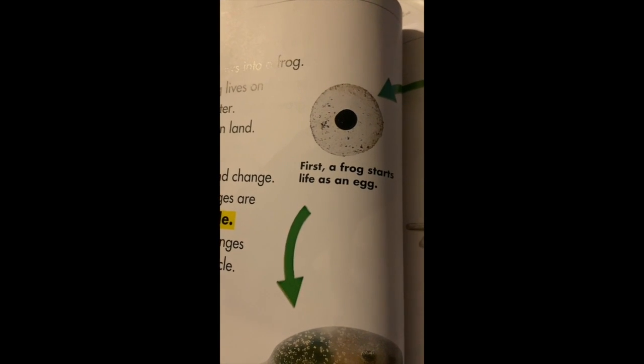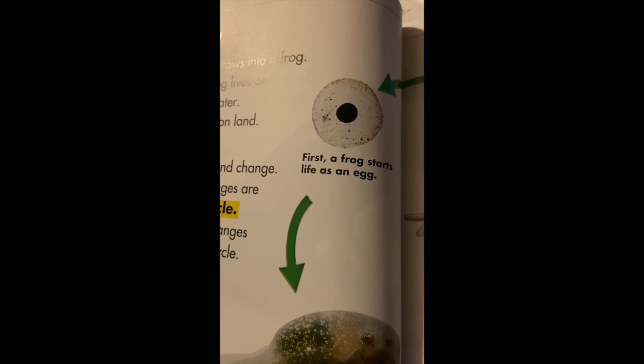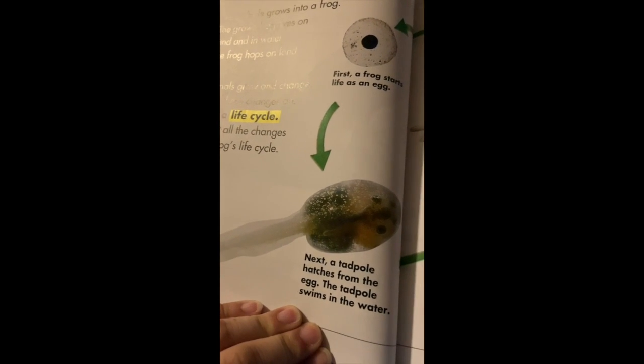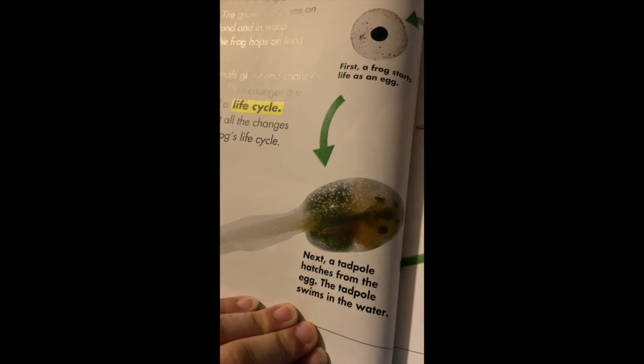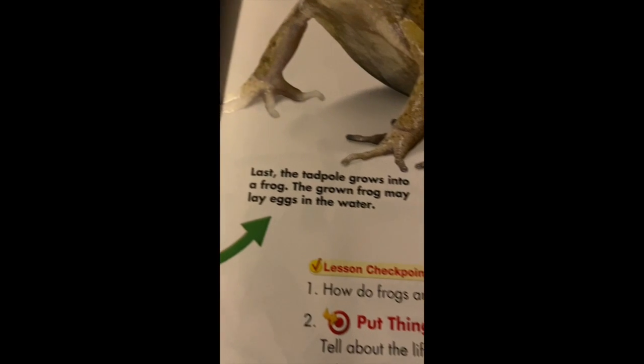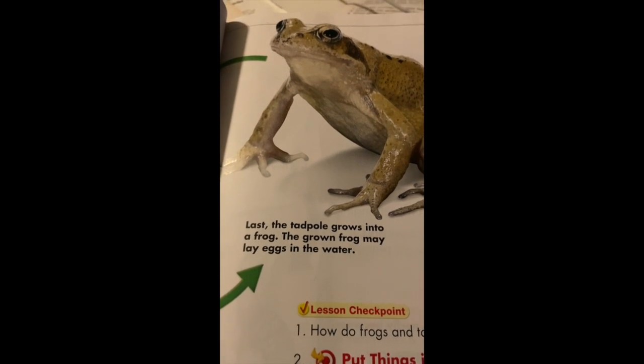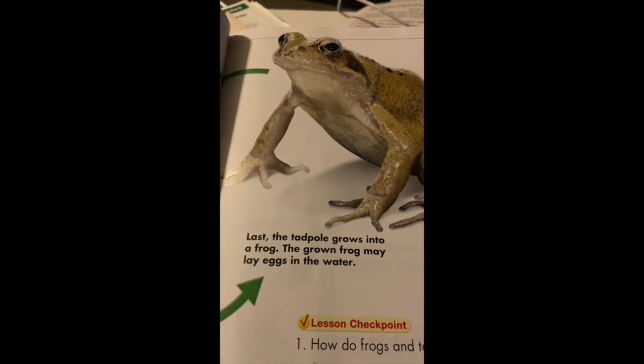It first started as an egg. Next, a tadpole hatched from the egg, and the tadpole swims in the water. And last, the tadpole grows into a frog. The grown frog may lay eggs in the water.